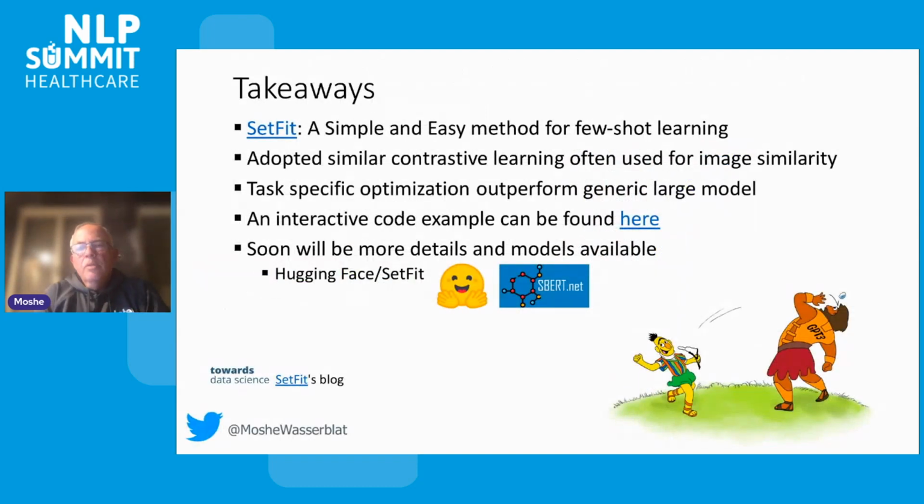Okay, and to summarize, these are the main takeaways from this session. I presented a quick overview of SetFit. This is a simple and easy method for few-shot learning. As we saw, it adopted similar contrastive learning, often used for image similarity. I also showed that task-specific optimization outperformed generic cloud models like GPT-3.